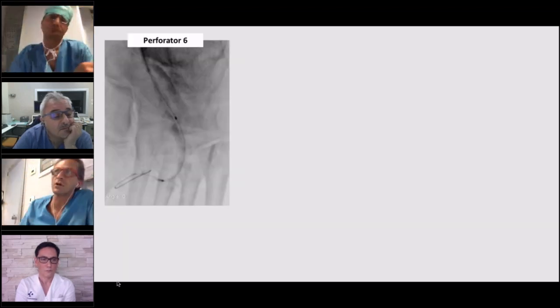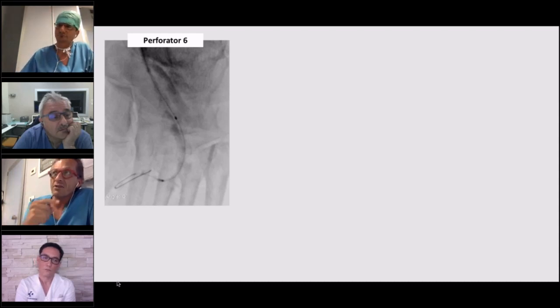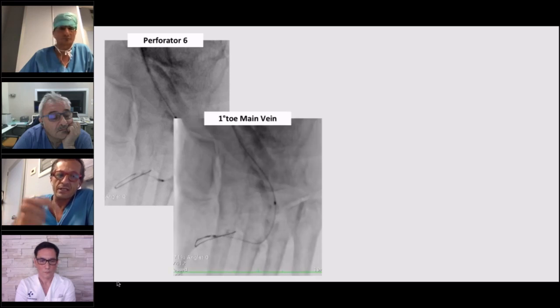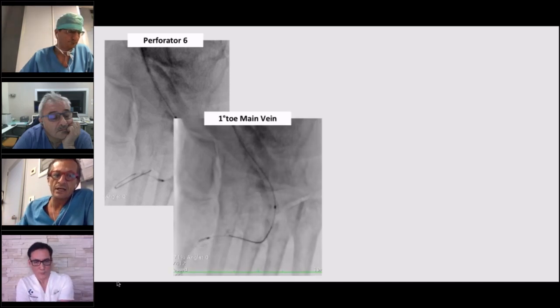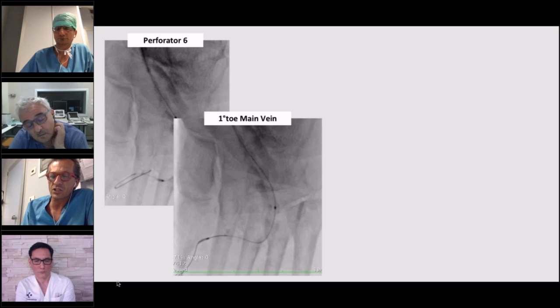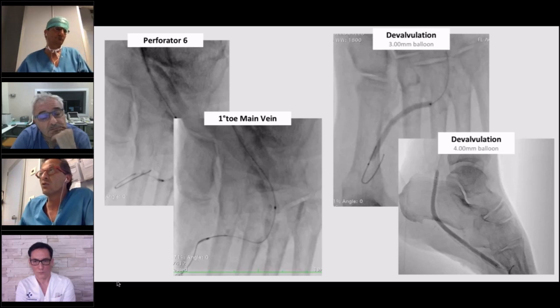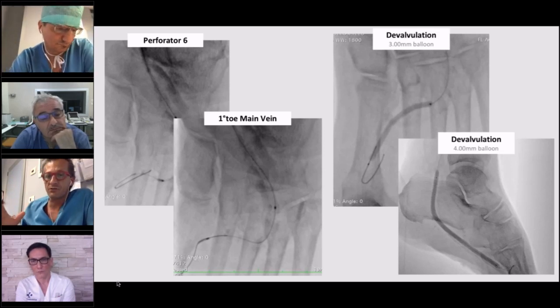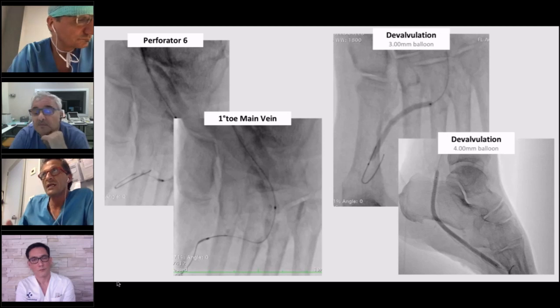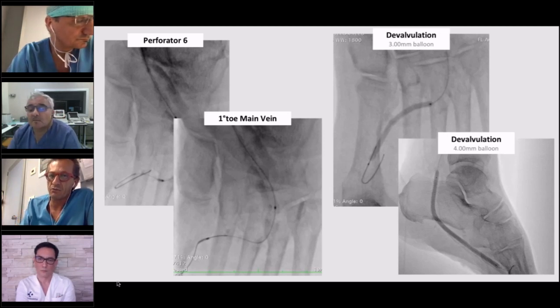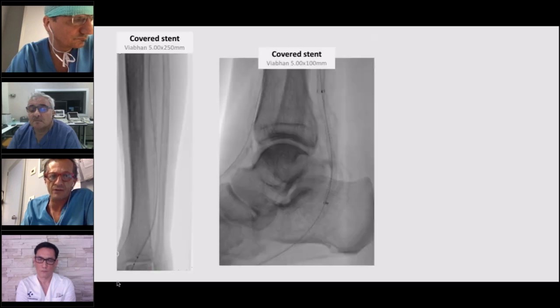Based on the previously explained anatomical key points, we try in every patient to navigate the perforator number 6 at the first interosseous space, and then with, in this case, a 6-side catheter and a command 14 guide wire, we cross the competent valve of the dorsal main vein of the first toe. At the end, it is mandatory to obtain a good devalvulation, and usually into the foot an adequate venoplasty is enough to obtain a devalvulation and to crash all competent valves.